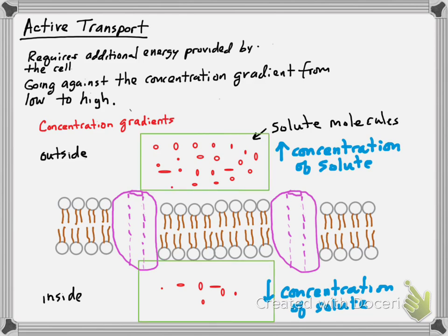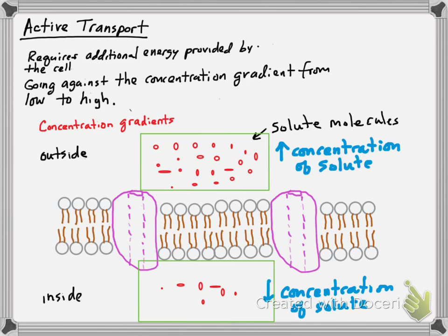Okay, so if we look at these two green boxes, what I'm trying to show you here is that if we look at an equal volume on either side of the membrane, we can see on the outside that we're going to have in that volume more solute and less water. If we look inside in the green box, we're going to see less solute but more water. So the box on the outside has a higher concentration because there's more solute in that given volume. Okay, so now what we need to do is show how active transport is different.